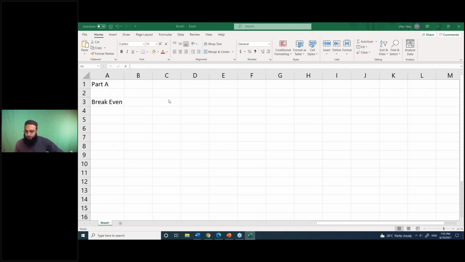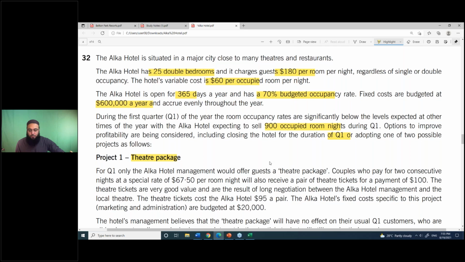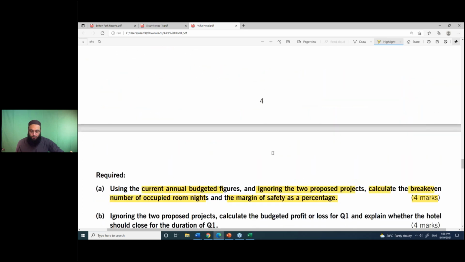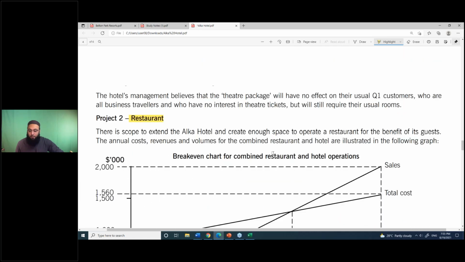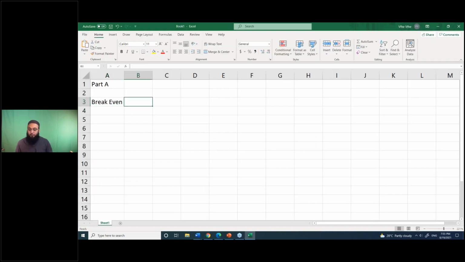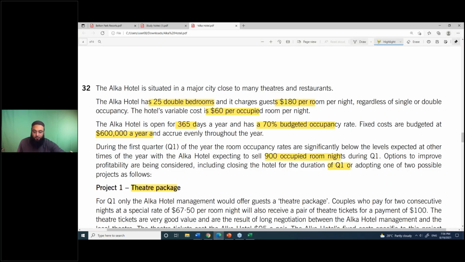Break even in terms of revenue or break even in terms of units. Now, these are two separate things to keep in your mind. Break even in terms of rooms occupied, which means in terms of units. If you are calculating break even in terms of units, you don't have to write the formula, but you must know the formula. So what is the formula? The formula is fixed cost divided by contribution per unit.